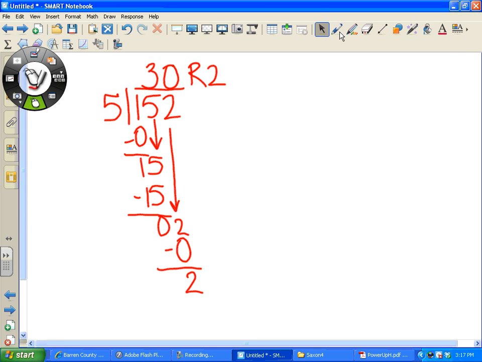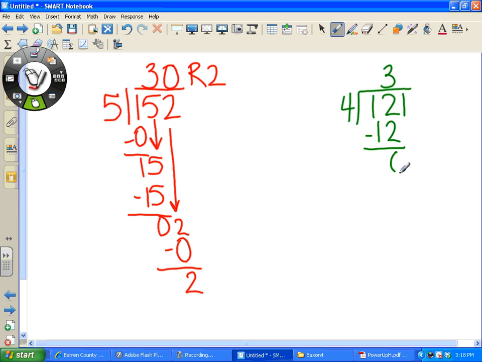121 divided by 4. And when you get really good at this, you can look and say, I know I can't get a group of 4 out of 1. I'm going to go ahead and look at the 12. How many groups of 4 can I get out of 12? 3. Look where I wrote it. Since I was looking at 12, it had to go above that second digit, not above the first. Okay? 3 times 4 is 12.